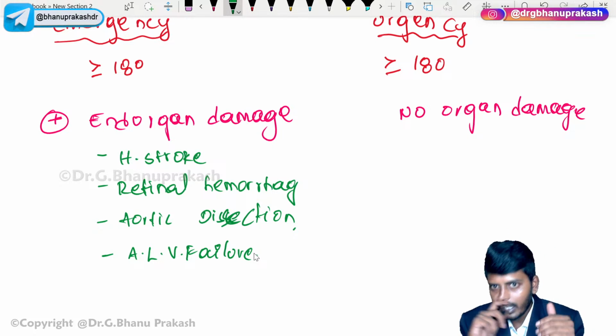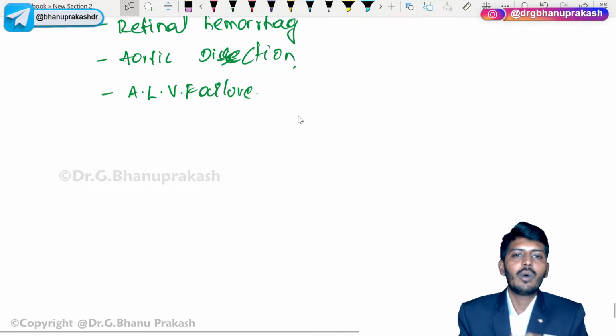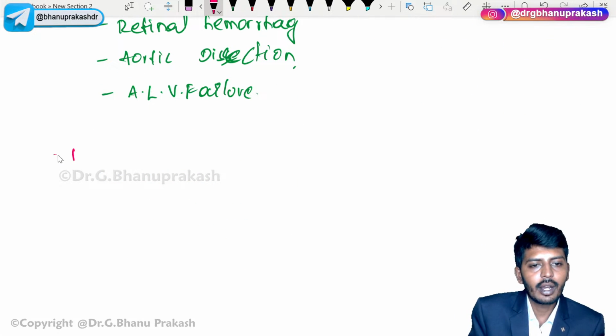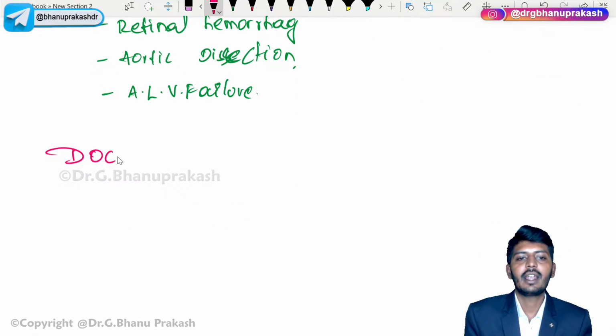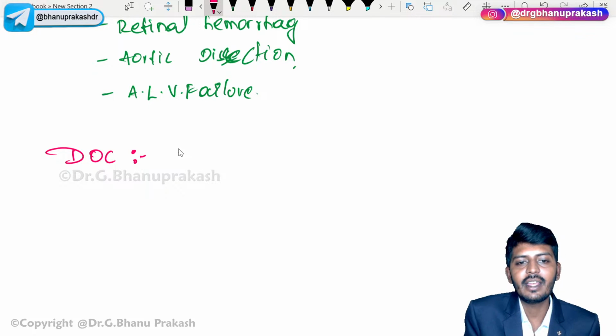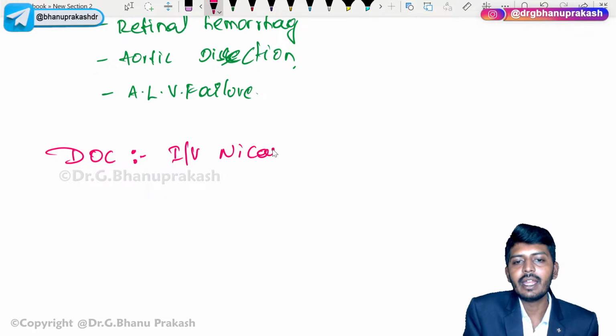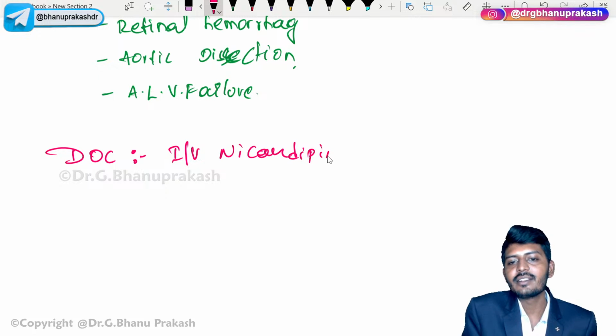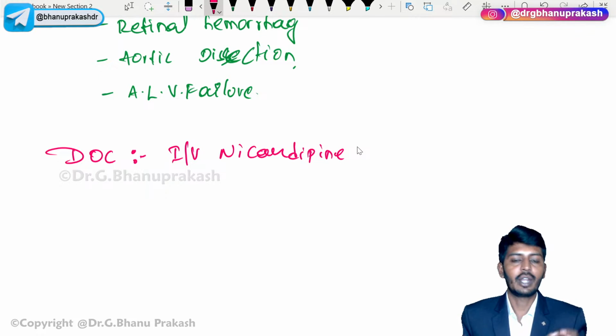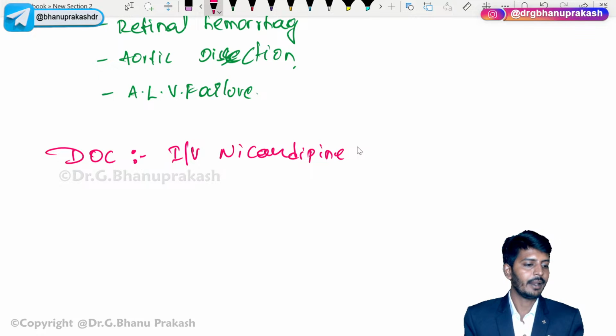Whenever a patient comes to you with an emergency or urgency, what are the drugs used? The drug of choice for hypertensive urgency and emergency, specifically hypertensive emergency, is IV nicardipine. That is what our textbooks say: IV nicardipine.